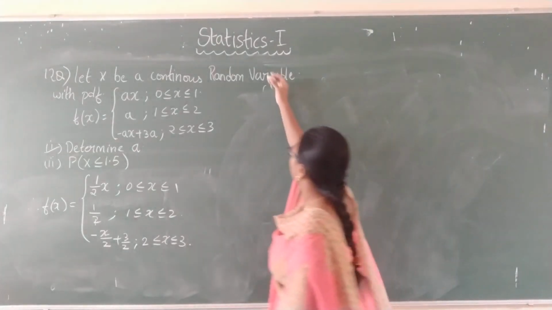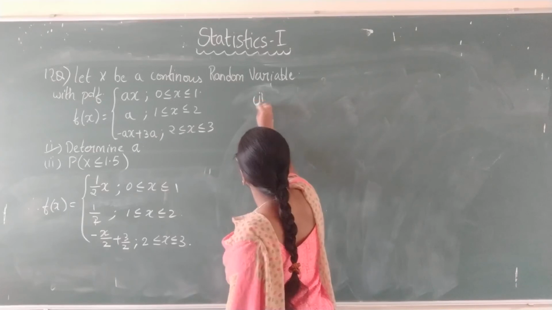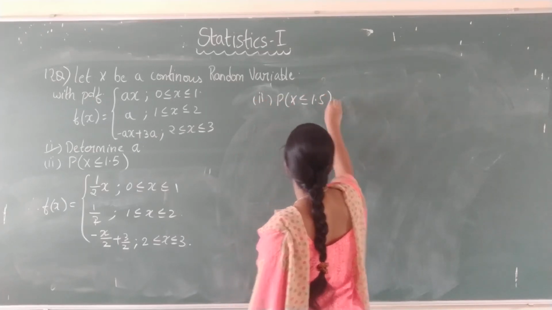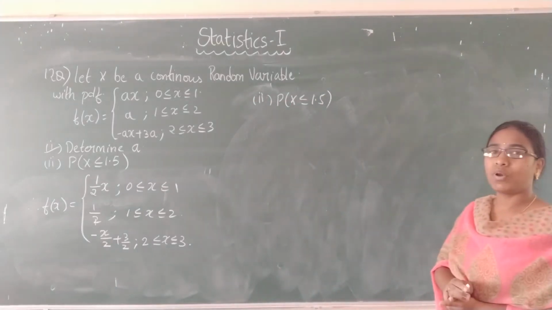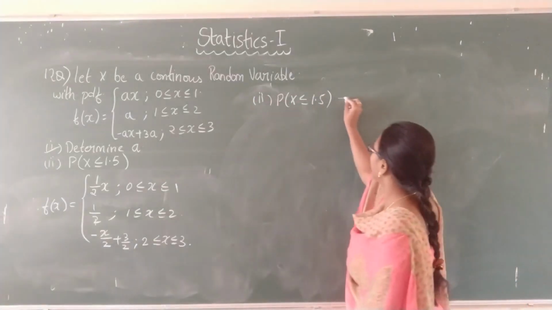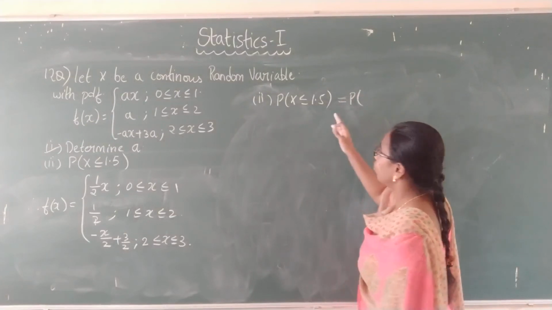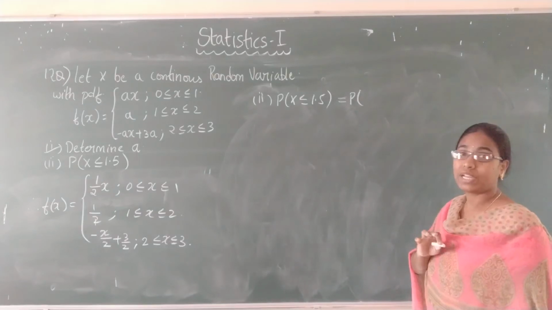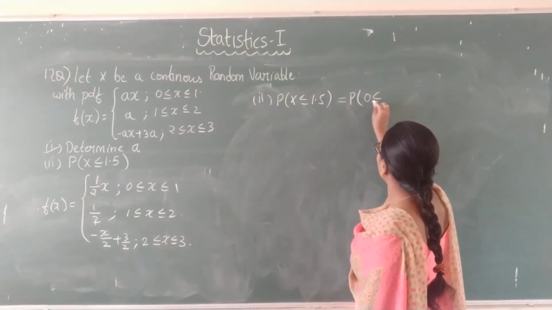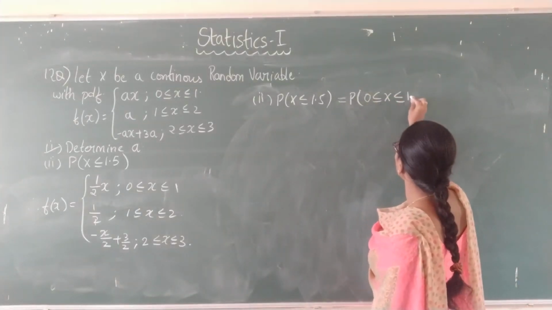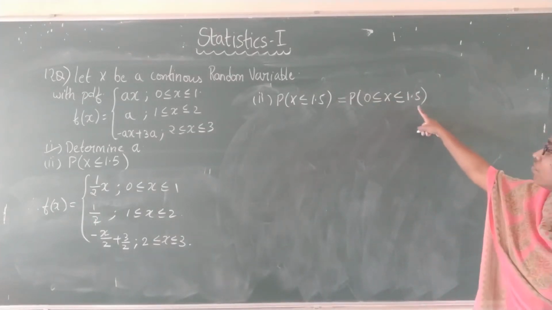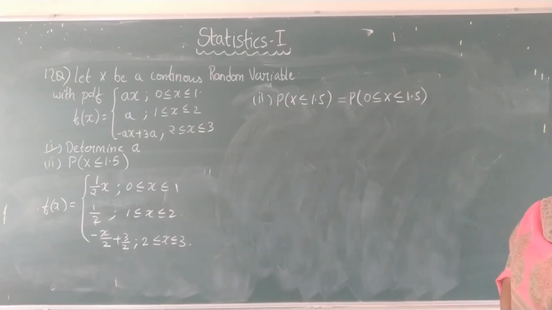So second bit, probability of x less than or equals to 1.5. Here, less than or equals to 1.5 means the probability from the lower limit in the overall function. What is the lower limit? 0. So 0 less than or equals to x less than or equals to 1.5. Here we don't have a function between 0 to 0.5. So how can we split this one?